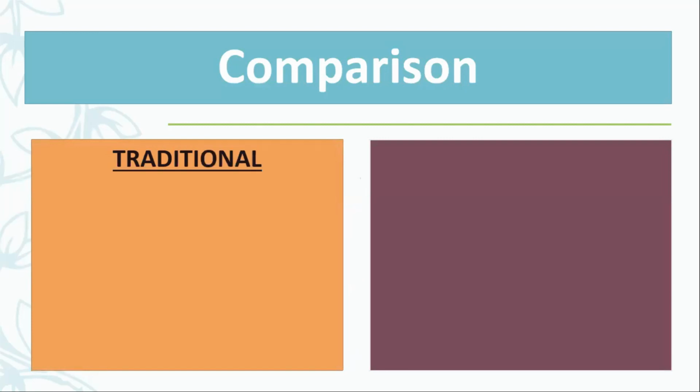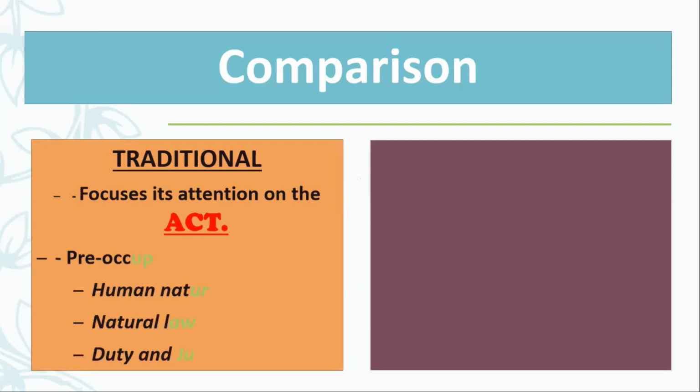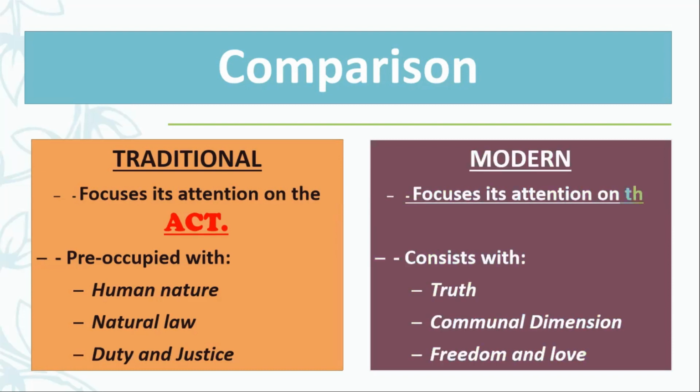Let's compare the traditional and the modern. Traditionally, it focuses its attention on the act. It is preoccupied with human nature, the natural law, and duty and justice. Whereas in the modern, it focuses its attention on the person. It is concerned with truth, communal dimension, and freedom and love.